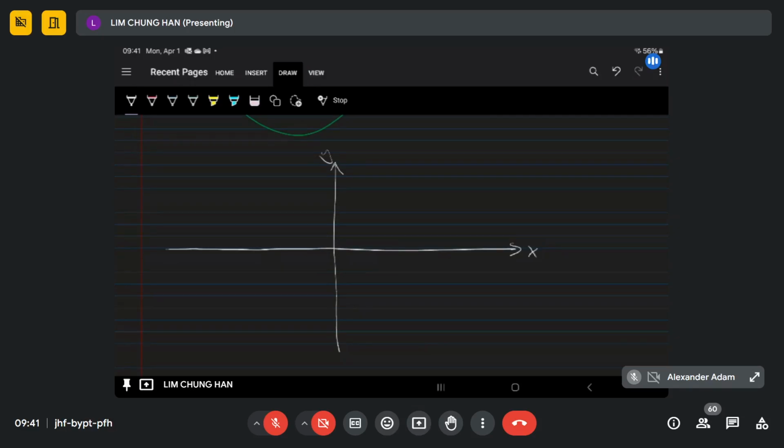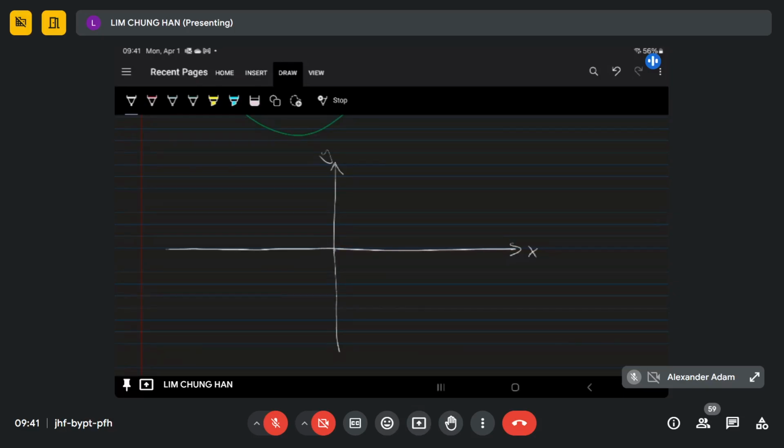From its starting. So the starting point is what? 0, 0, right? Yes. So the IP is 0, 0. So it starts at the 0, 0. Okay. Next point.